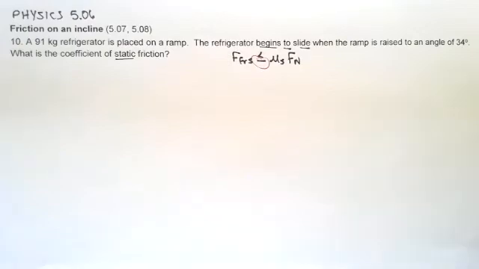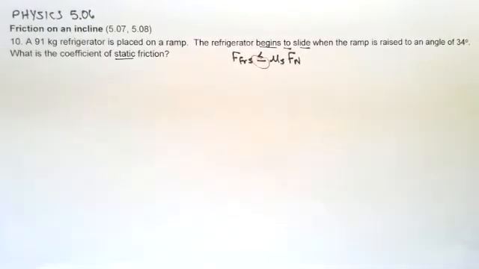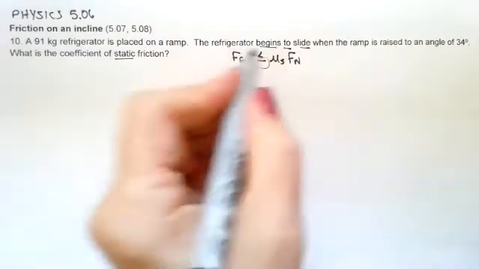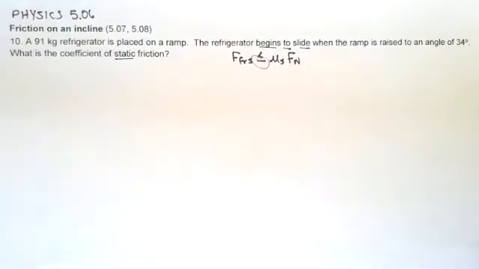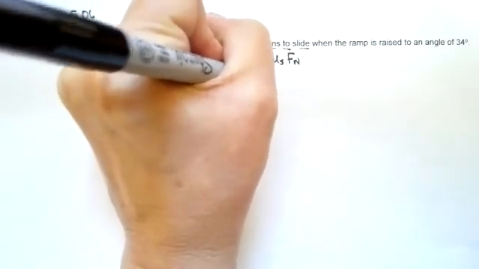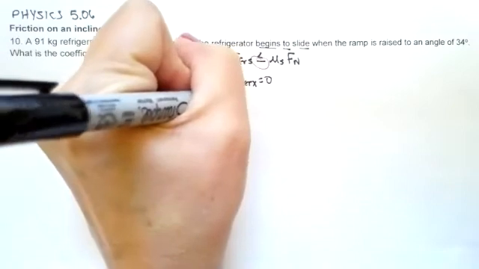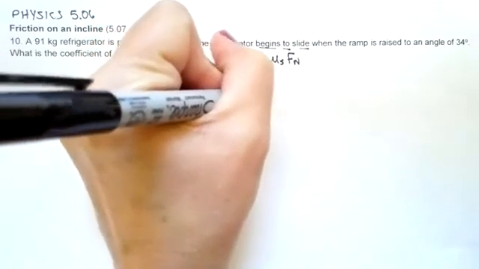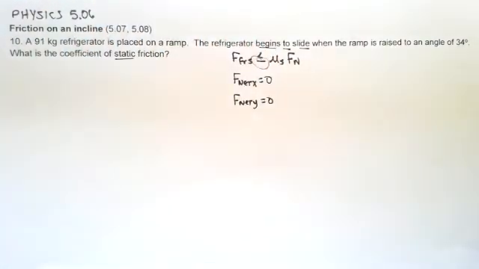We also know, I'm going to refocus here, I feel like this is a little blurry. We also know that if we're at that point where it's just beginning to slide, then F net X is equal to 0 and F net Y is equal to 0. And that's going to come into play in our problem solving strategy.